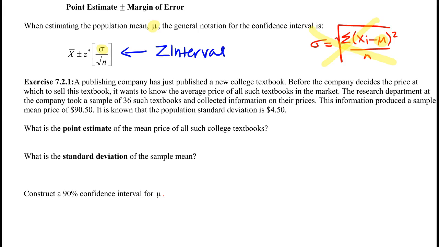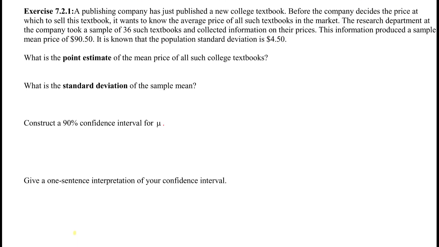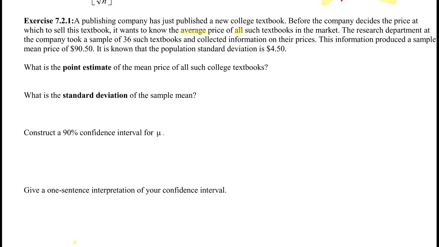So to read through this exercise, we have a publishing company has just published a new textbook. Before they decide what price they wish to sell the textbook, they want to know the average price of all textbooks on the market. So here's our big key, average price of all. This is our key that we are looking for, an average, and it's for everybody. So this is our mu. It's the population average that we want, or population mean.